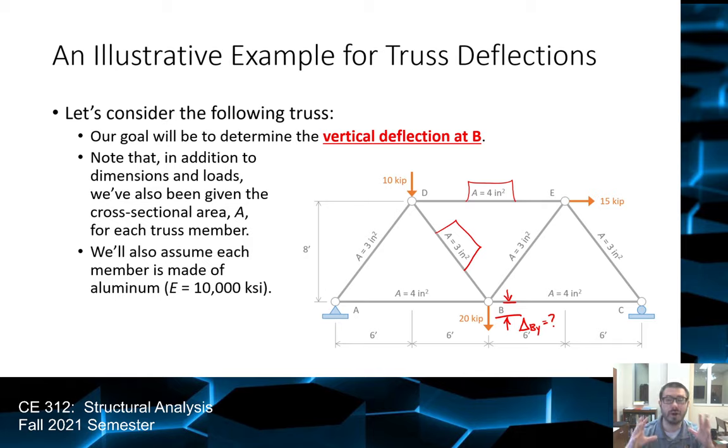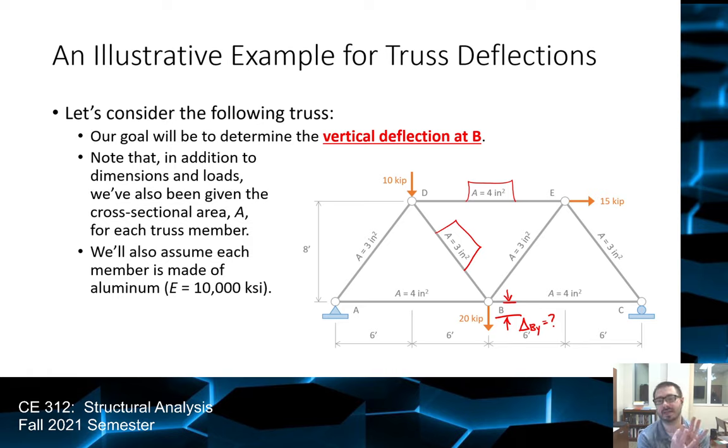Long story short, they're going to have to be part of the problem. And so for trusses, because we're only considering axial deformation, the only thing we really need is the Young's modulus, or the elastic modulus, of the material. We'll assume all of these members are made out of aluminum, and the Young's modulus, the E value, for aluminum is about 10,000 ksi.